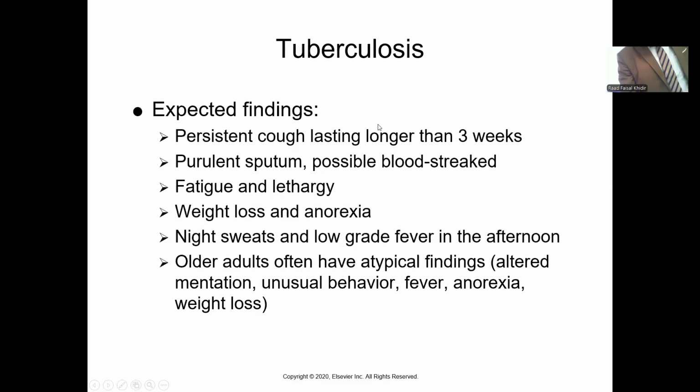Expected findings in tuberculosis are a persistent cough that lasts longer than 3 weeks. The sputum is purulent, and there's a possible blood streak. There's fatigue and lethargy, and there's weight loss and anorexia, and there are night sweats and a low-grade fever in the afternoon.